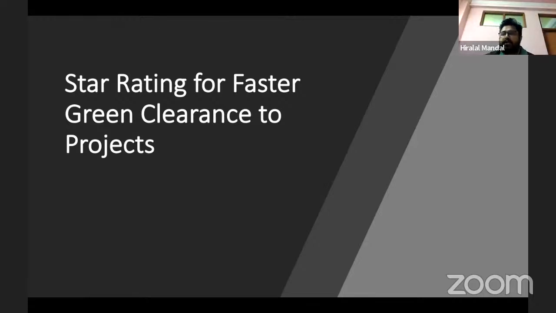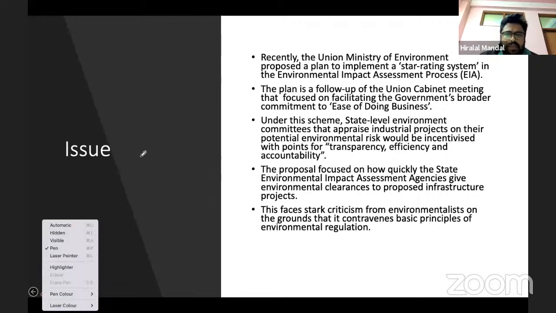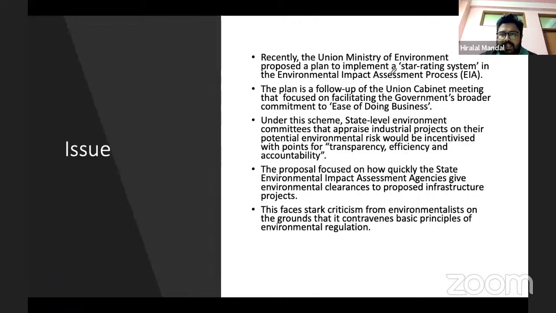Welcome back to everyone. So let us discuss the next issue without making any delay. So we were discussing the background of this star rating. Let us discuss what is there in the issue. So recently, as I said, the Union Ministry of Environment has proposed a plan to implement the star rating system in the environmental impact assessment. And for this, the Union Cabinet has already held a meeting, and this was expected to enhance the ease of doing business in the country.